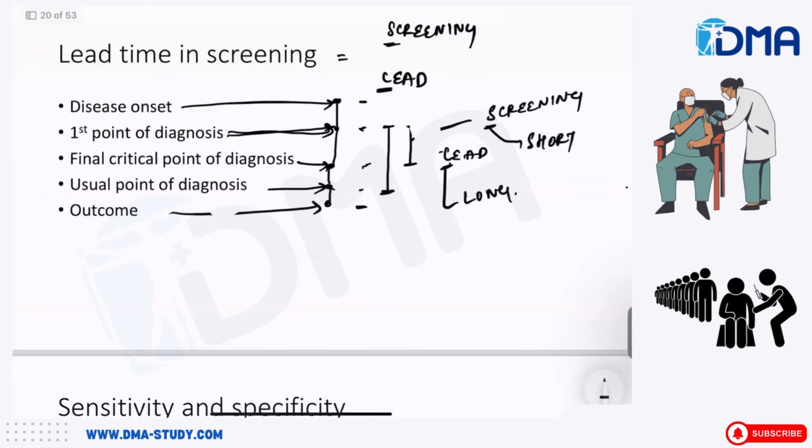Next, lead time and screening time. Lead time and screening: first the disease onset, next the first point of diagnosis, third the final critical point of diagnosis, usual point of diagnosis and outcome.